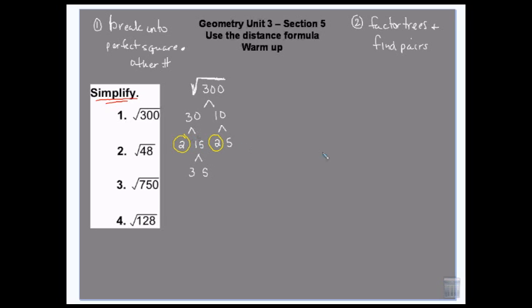If you have 2 of any number, this is a perfect square, because 2 times 2 is a perfect square. 5 times 5 is a perfect square. So I have 2 small perfect squares inside. Every pair, 1 can come out, and whatever's left over gets left behind.